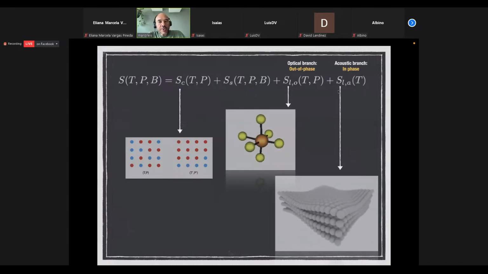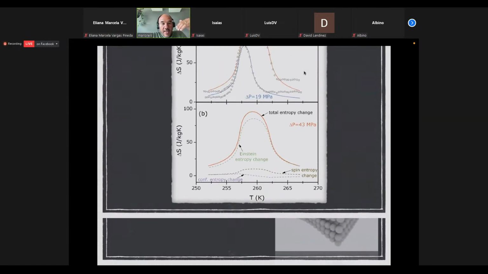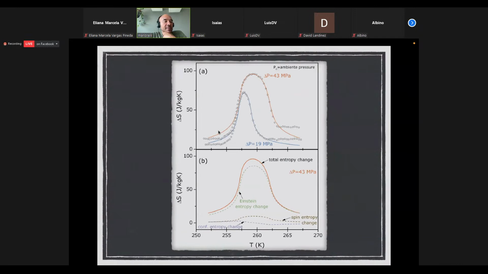And there are 2 contributions for the lattice. One in-phase contribution that is the acoustic phonons, those phonons oscillating in phase. And an optical branch of the phonons oscillating out of phase. We have considered all of these contributions. And here are our results, which I'm not explaining in detail, only presenting superficially.